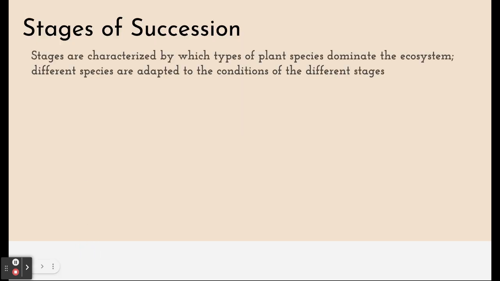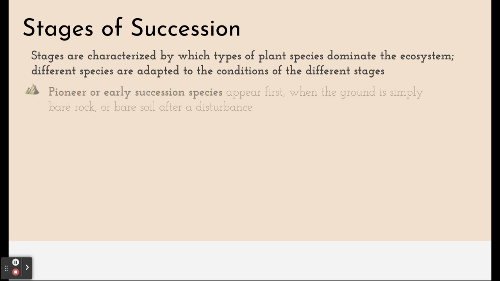Okay, so these different stages are characterized by the type of plants that dominate that ecosystem at the time. And that's because different species are actually adapted to the different growing conditions in each of the different stages of the ecosystem. So again, pioneer, just to kind of reiterate what I've already said, they kind of come in first when the ground is just bare rock.